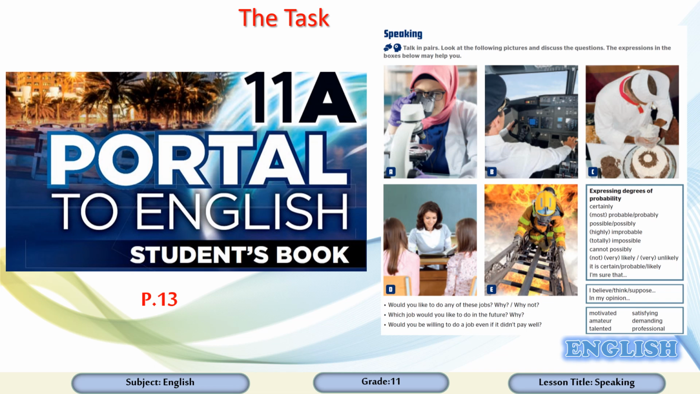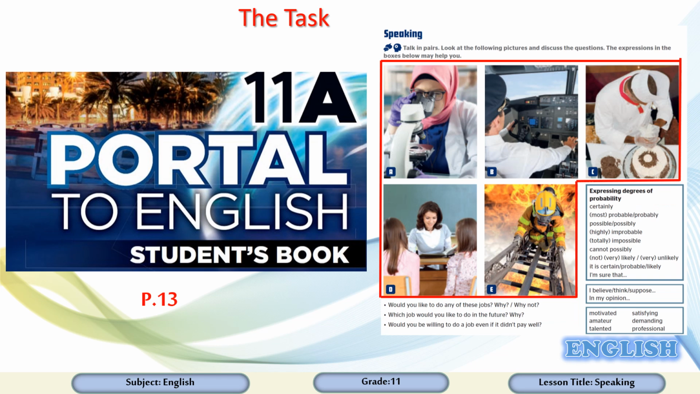As you notice, the task is made up of 3 parts. First, we have the pictures, which you are going to describe. Second, we have the questions, which you are going to answer. And third, we have the boxes, which contain expressions that you are going to use to answer the questions.